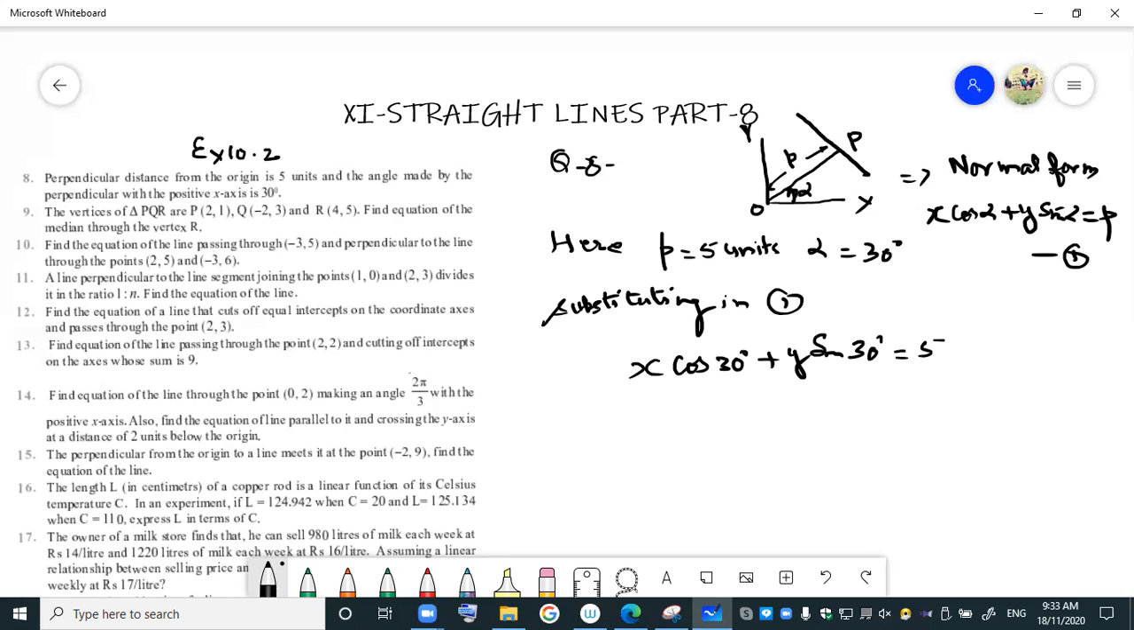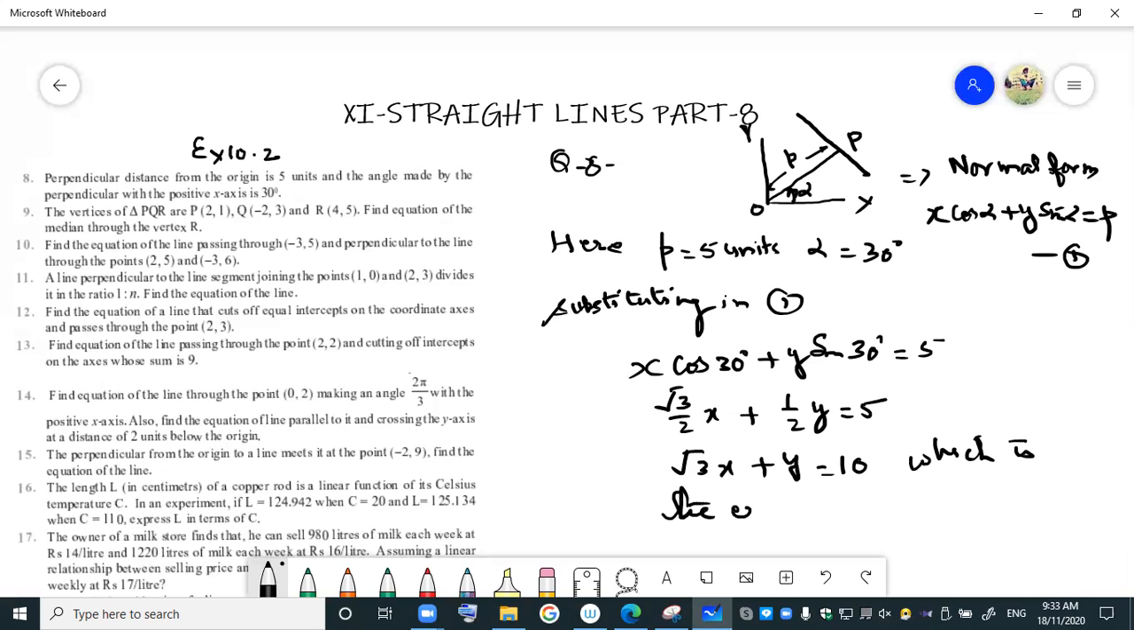Then cos 30 degrees is root 3 by 2 x and sin 30 degrees is 1 by 2 y is equal to 5. 2 is the LCM, so 2 will multiply on the right-hand side. So root 3 x plus y upon 2, and 2 will come to the right-hand side, 5 into 2 is 10, which is the required equation.